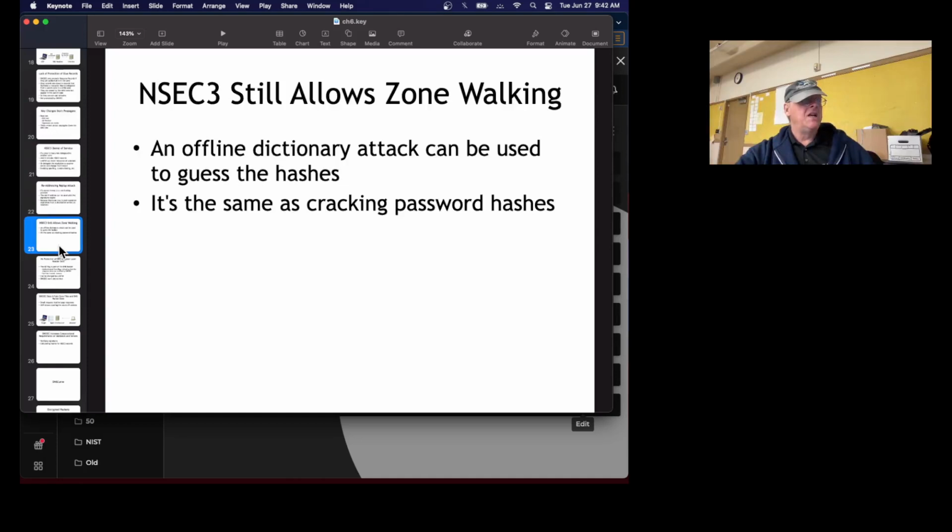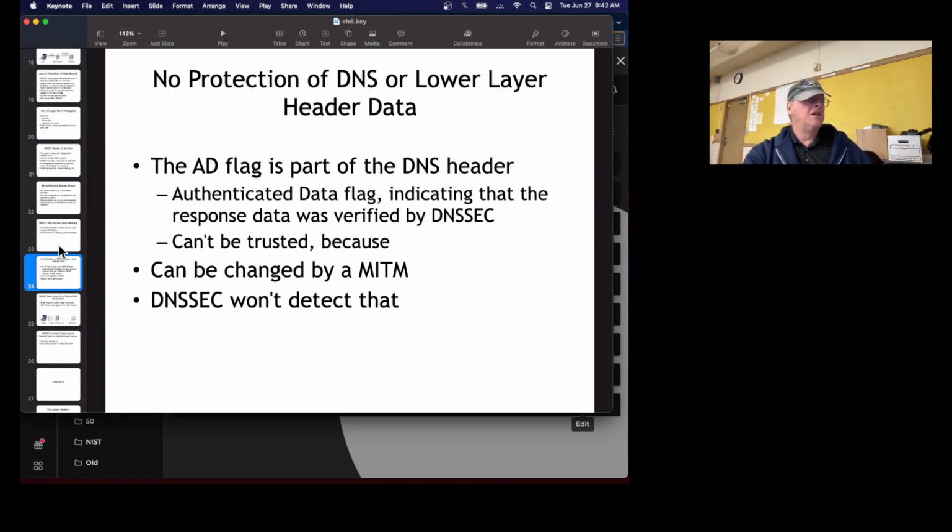All right. And if you can crack the hashes, then you can use NSEC3 to determine all the valid domains again. And cracking hashes is difficult but not impossible. It happens all the time with password hashes. All right.